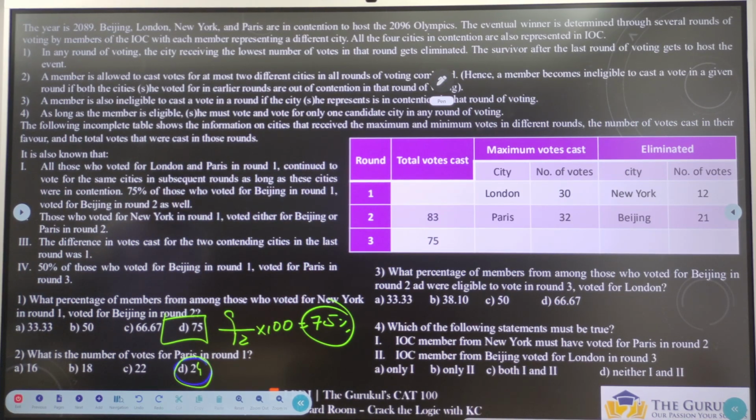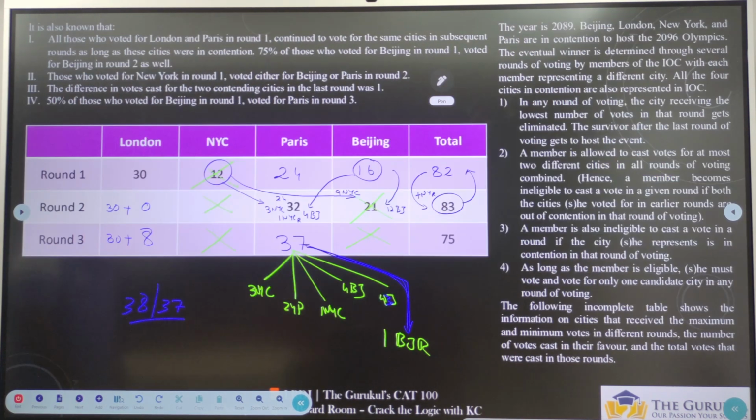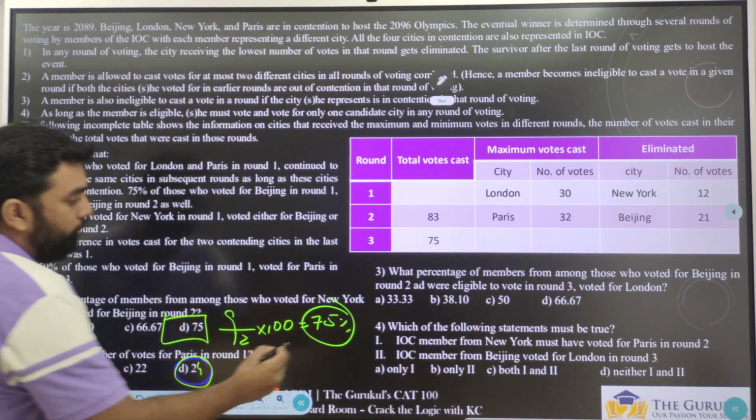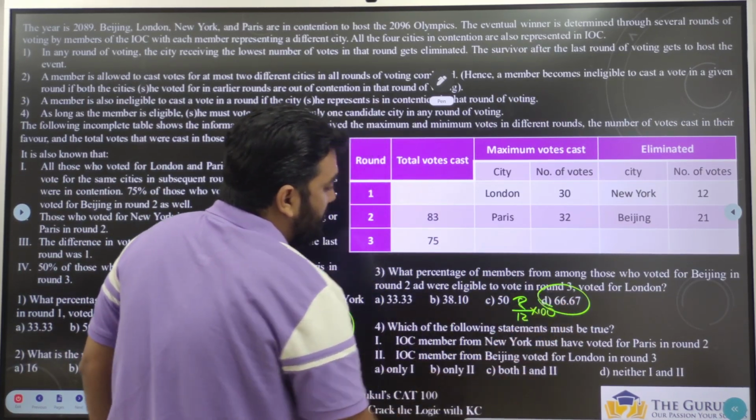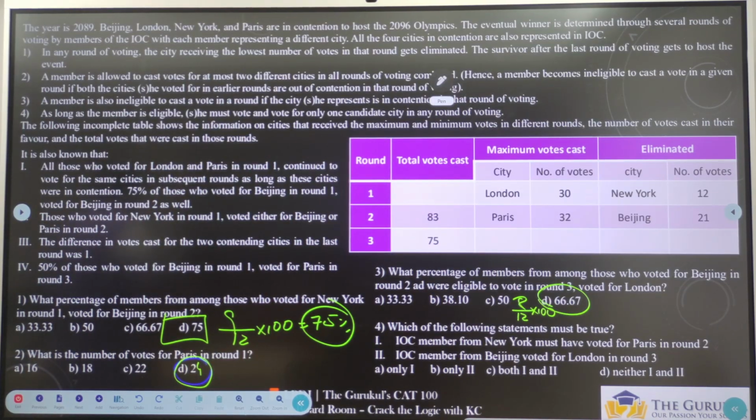What percentage of members from among those who voted for Beijing in round 2 and are eligible to vote in round 3 voted for London? So Beijing initially in round 2 we are having 21 people. Among those 9 people are from New York City in round 1. So we are left out with 12 more people. From this 12, 8 voted for London in round 2. So 8 out of 12, that is 8 by 12 into 100, which is 66.66%.